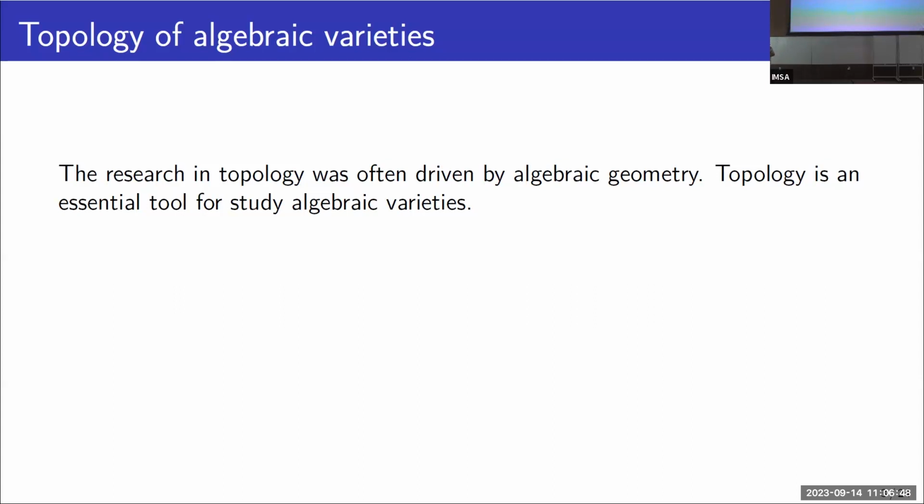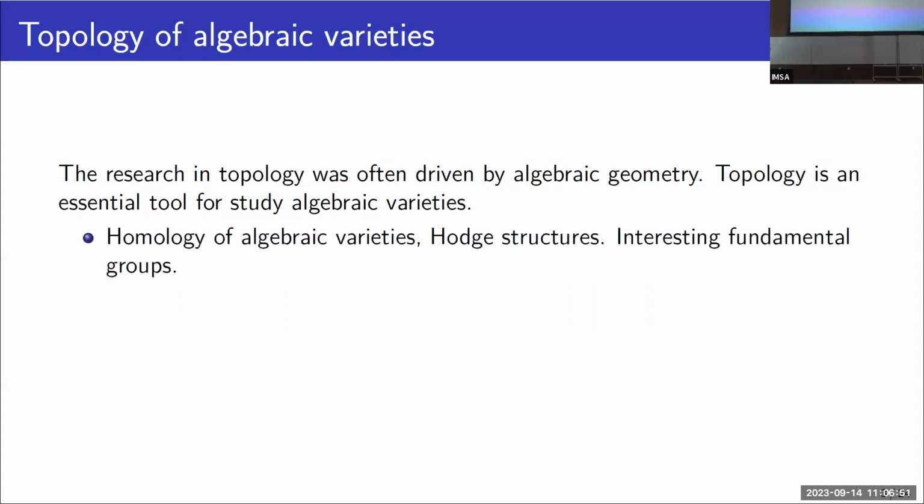For example, on the homology groups and cohomology groups of algebraic varieties, there are Hodge structures. So if you want to study geometry, you first need to know the topology of the algebraic variety. Also, algebraic varieties have interesting fundamental groups. Another topic are algebraic surfaces, and they play a very important role in 4-dimensional topology because they provide a whole bunch of very non-trivial examples.